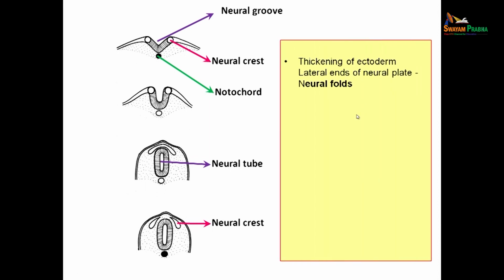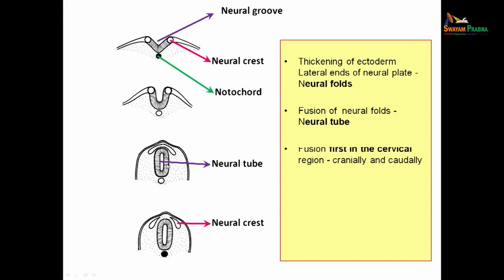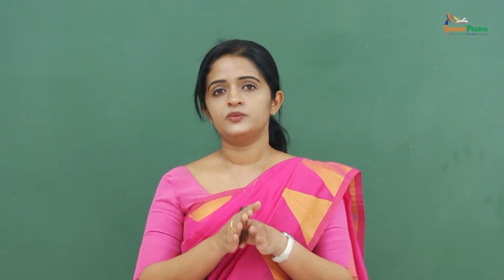So, the thickening of ectoderm, that is the lateral ends of the neural plate, will be forming the neural folds. The fusion of the neural folds will give rise to the formation of the neural tube, but as the neural tube is formed, the ends of the folds will form a separate mass which will give rise to neural crest cells. And this fusion of the neural groove into the neural tube is not an all-of-a-sudden process.